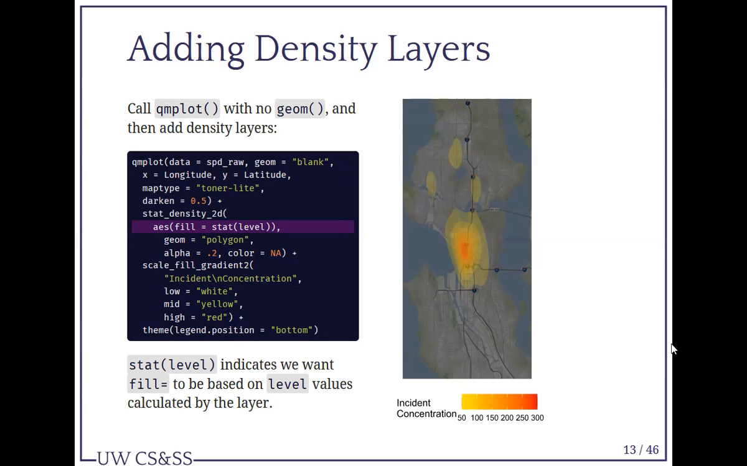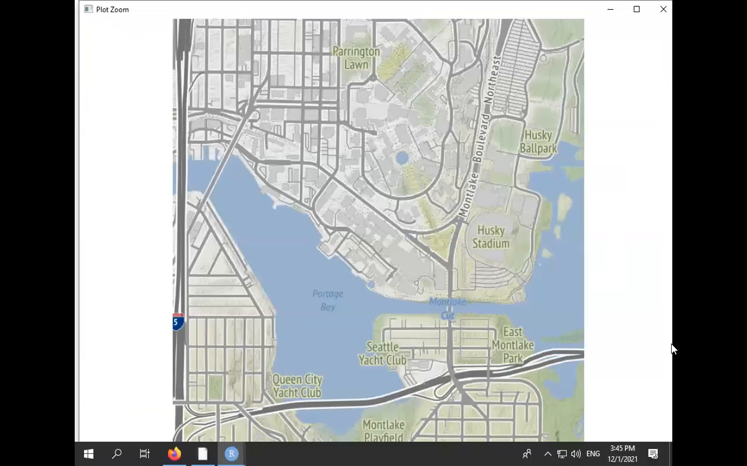Cool. Do you have any questions so far? On the University of Washington map, was there a label? Is that just a Google Maps one? Yes, it just decided, you know what, Seattle Yacht Club, sure. Parrington Lawn, why not?